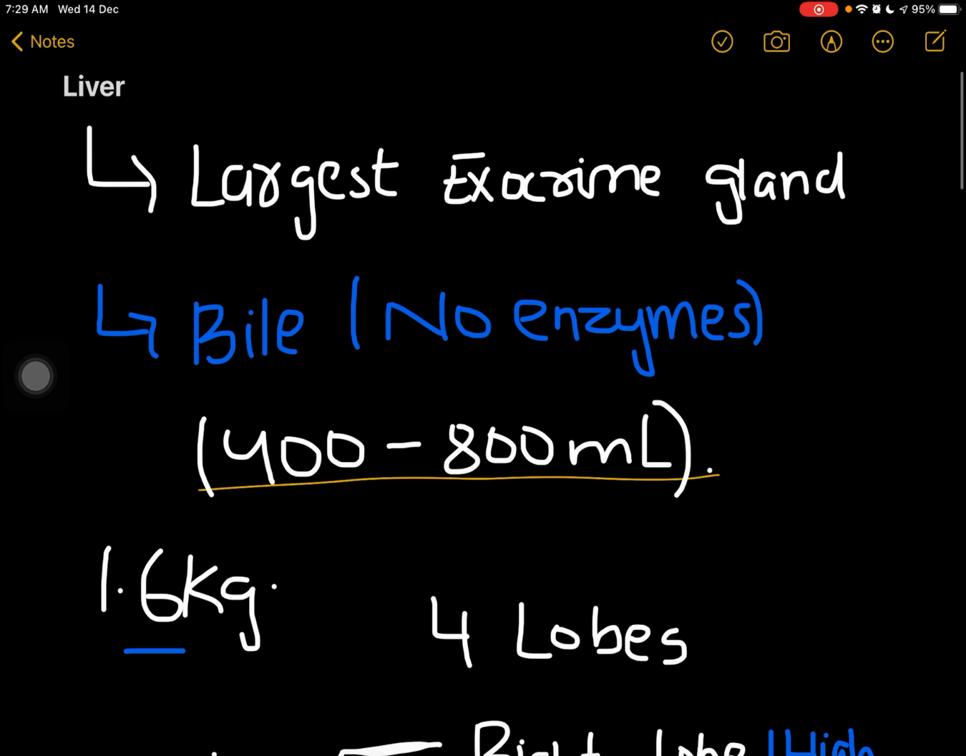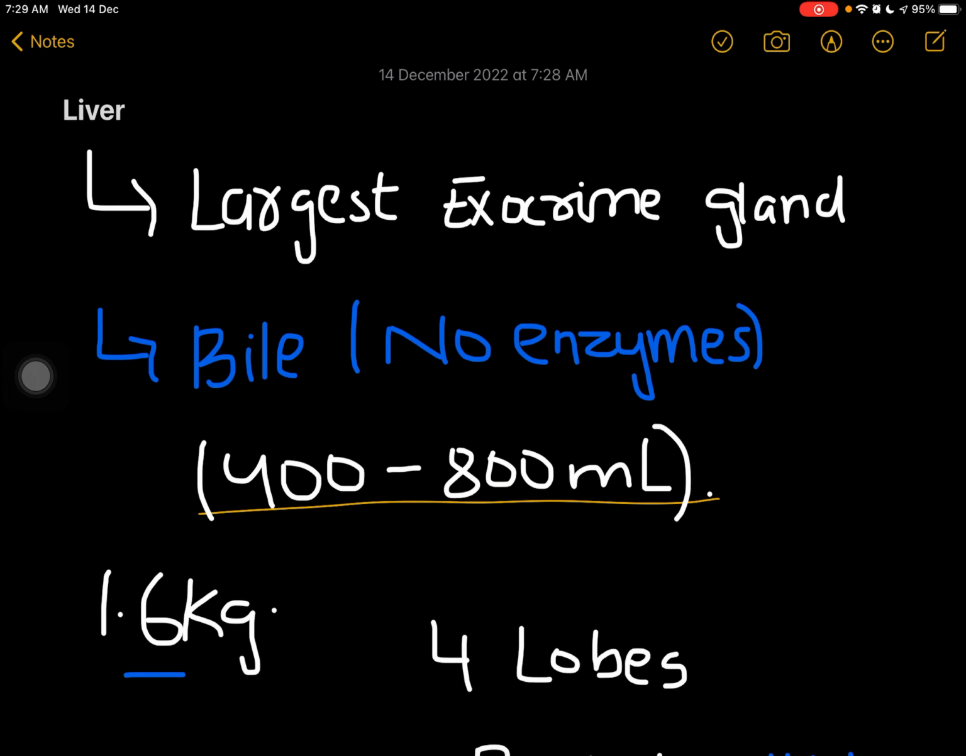In my next video, I'll be discussing the function of the liver. I hope this is clear.